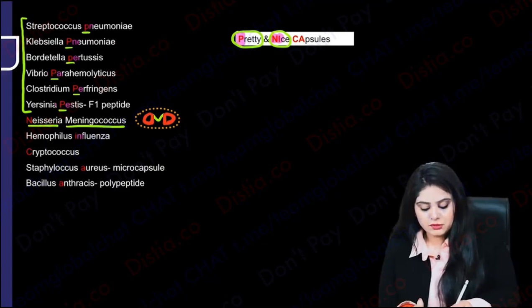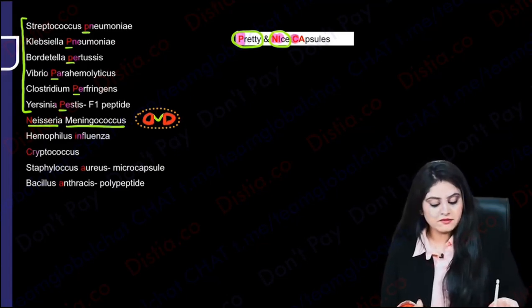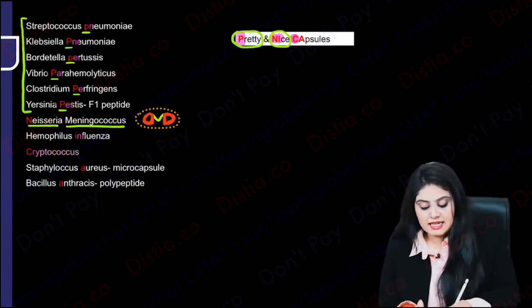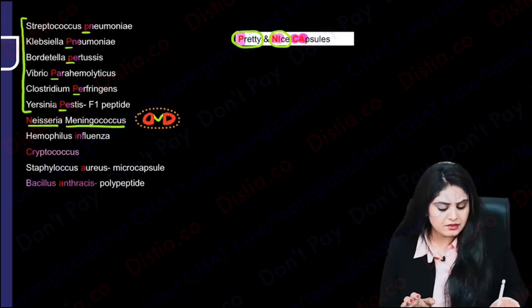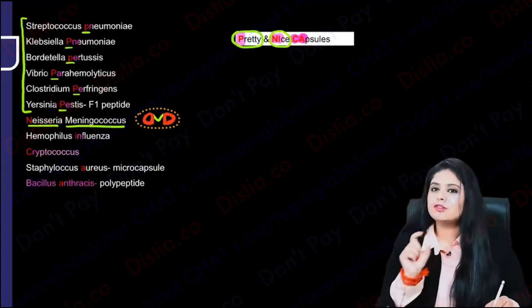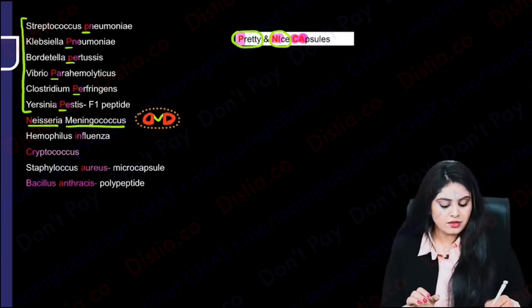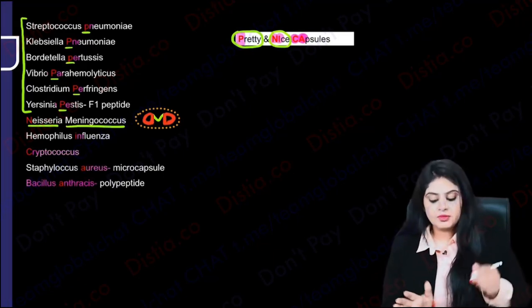Pretty nice capsule. So C, we also include a fungus. That fungus is Cryptococcus. And A is going to be the most important of this family, that is Bacillus anthracis. I'll tell you the importance, but also one tiny little one, that is A for aureus, Staph aureus. Now what is it? Pretty nice capsules.